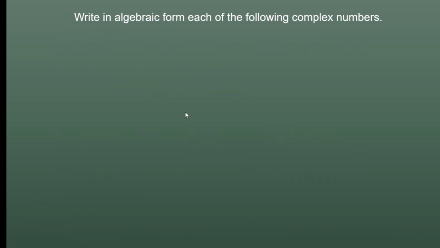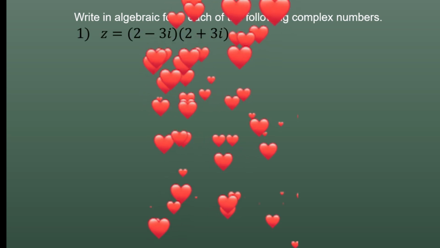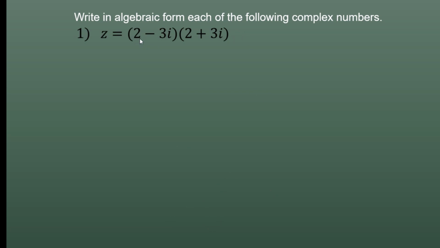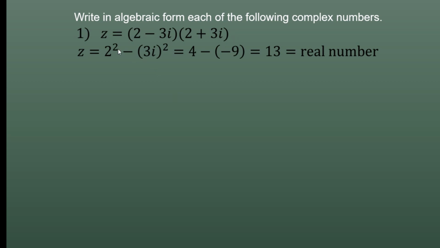Write in algebraic form each of the following complex numbers. Z equals 2 minus 3i into 2 plus 3i. This is the form of a minus b into a plus b equals a squared minus b squared. A squared is 2 squared minus b squared, minus 3i squared. But i squared equals minus 1. Minus minus 9 is plus 9. 4 plus 9 equals 13, which is a real number. When we multiply a number by its conjugate, we get a real number.